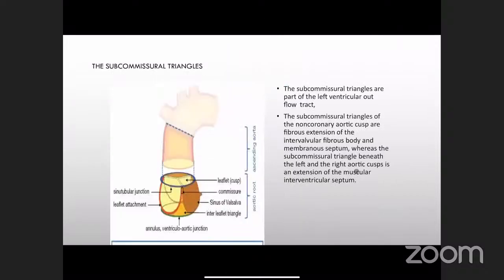So we will start with the subcommissural triangles, which are part of the left ventricular outflow tract. The subcommissural triangles of the non-coronary aortic cusp are fibrous extensions of the interventricular fibrous body and membranous septum, whereas the subcommissural triangle beneath the left and the right aortic cusp is an extension of the muscular interventricular septum.